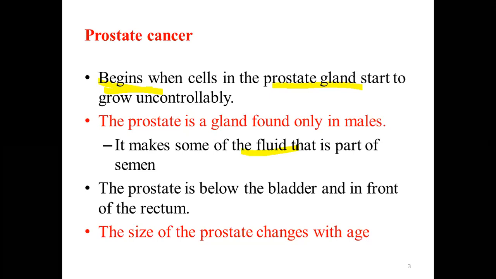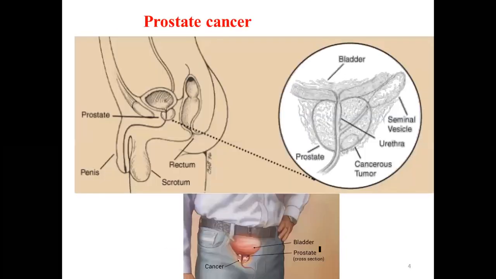Then, if you see the anatomy, the prostate gland is below the bladder and in front of the rectum. That is why digital rectal examination is used for the prostate, to see whether it is enlarged or not. Below the bladder, in front of the rectum. So because of its anatomical location below the bladder, when the tumor grows, it can compress the urine outflow. Then remember, the size of the gland changes as we age. So this is just the anatomy of the prostate gland.